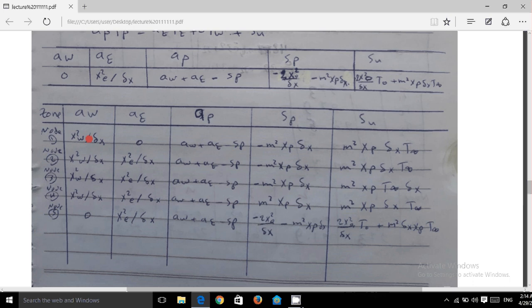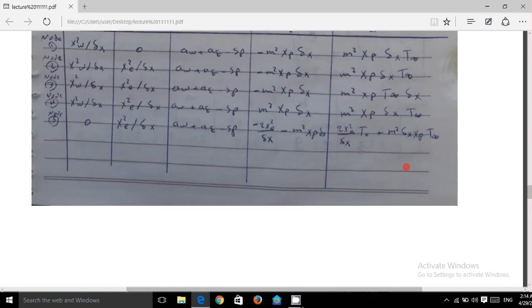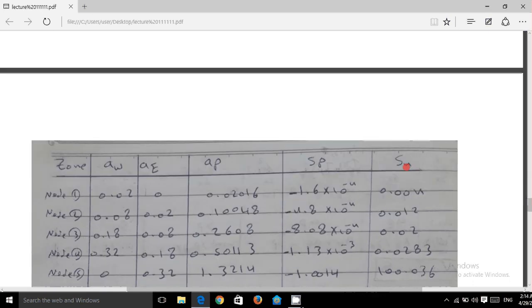For example, node 1: a west is equal to x square west over delta x. A east is equal to 0. A point is a west plus a east minus sp. Sp is equal to minus m square xp delta x. Su is equal to m square xp delta x t infinity. When I substitute the number, I will get this.